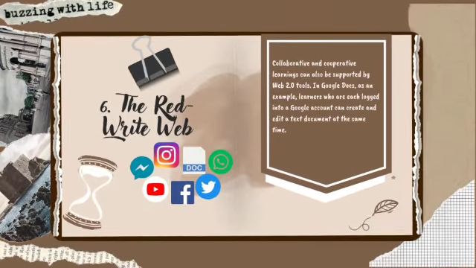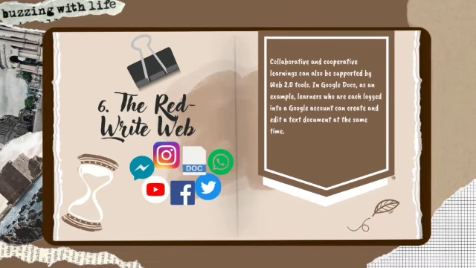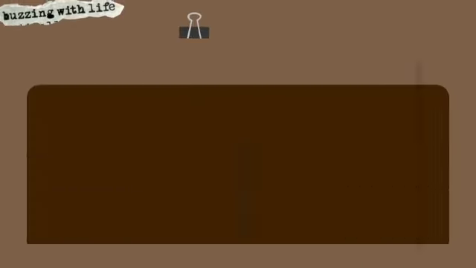6. Web 2.0 tools, the read-write web. Cooperative learning can also be supported by Web 2.0 tools. In Google Docs, as an example, learners who are each logged into a Google account can create and edit a text document at the same time.